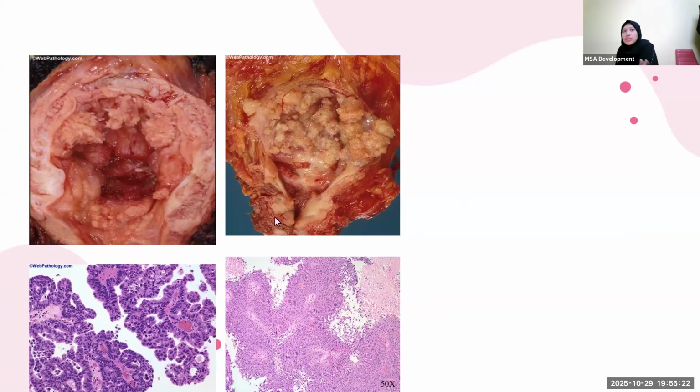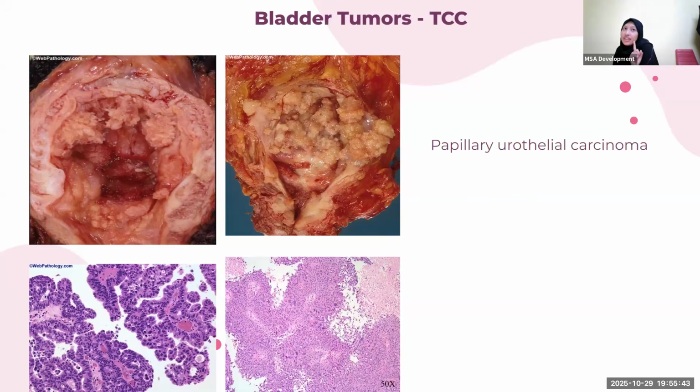What is the most common type of bladder tumor? 95%. It is the epithelium that makes up the bladder, which is transitional epithelium. So the cancer is called transitional cell carcinoma. The most common in bladder, but rare in the kidney. So make sure to differentiate that. In the bladder, it's the most common. In kidney, renal cell carcinoma was the most common.